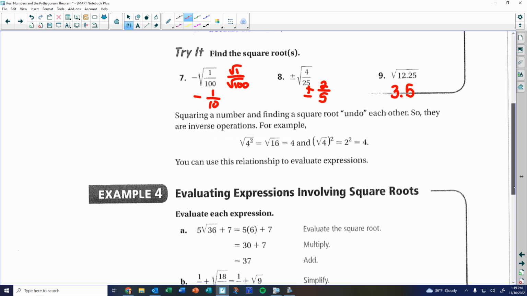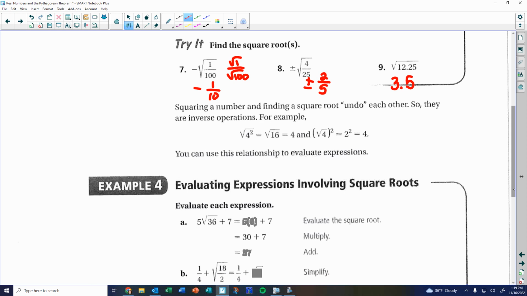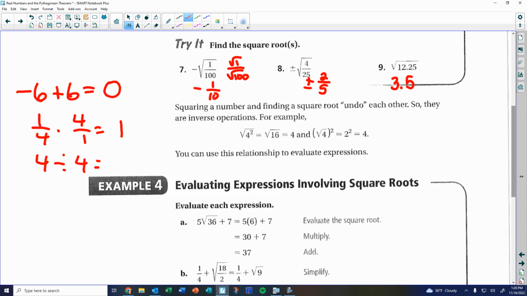All right, as we get to the next part, I want to show you this little thing. It says squaring a number and finding the square root undo each other. So they are inverse operations of each other. So remember back when we did solving equations, right? We always added the opposites, right? Because if I had negative 6, we added 6, right? That always equaled 0, right? Or if I had a fraction 1/4, right? We multiplied by 4 over 1, which is 1. That's our multiplicative inverse. Or if we had 4x, right? We divided by 4 to give us 1, right? So those were all inverses of each other.